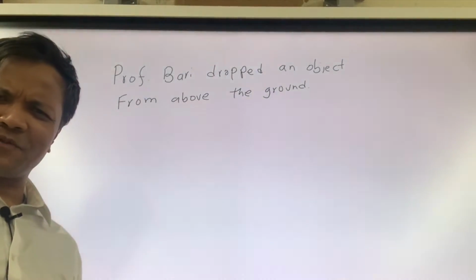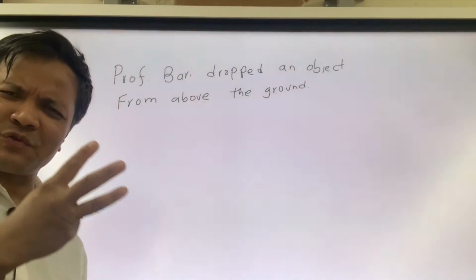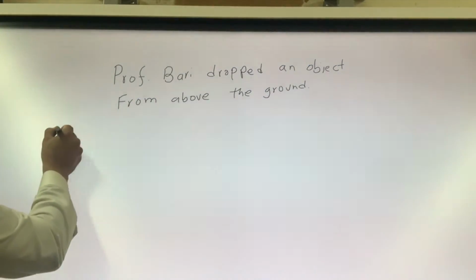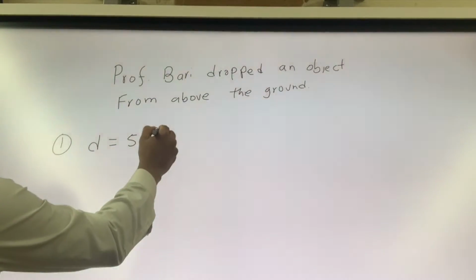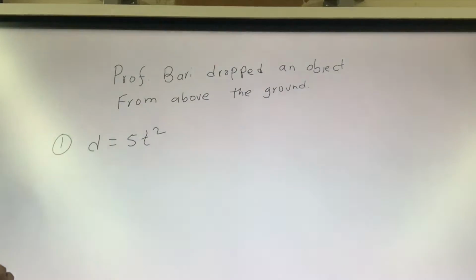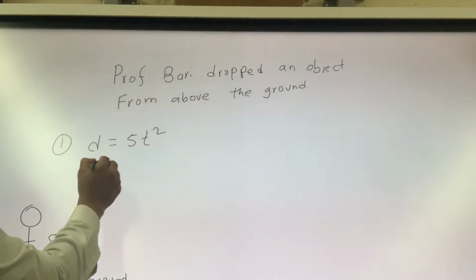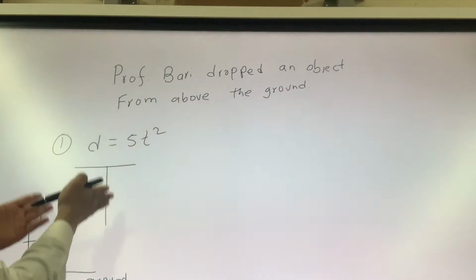Instead of 3 tables of data, I'm going to give you 3 equations. Equation number 1 is distance is equal to 5t square. What does that mean? That means Professor Berry dropped an object from a distance above the ground. So this is the ground. The object is falling, and you're going to use these to collect some data.